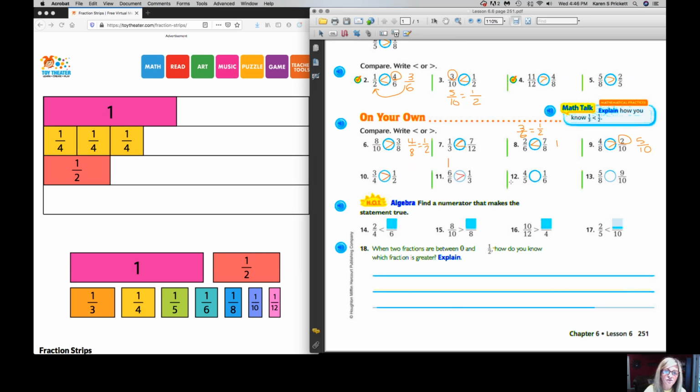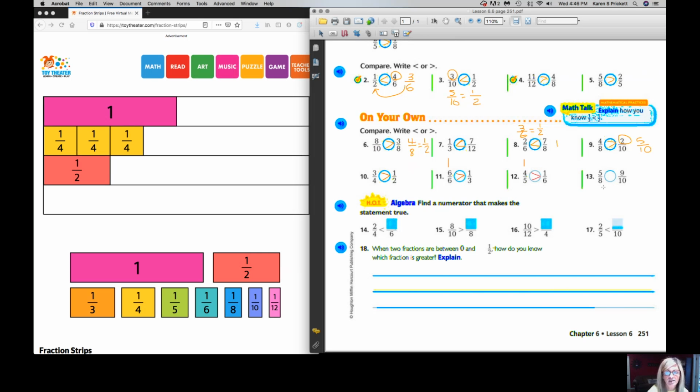What about 4/5 and 1/6? Well, from this one, I can look at this and go, okay, this one is only 1/5 away from being 1, so it's really close to 1. And it would take 5 more 6s in order to get to 1. So 4/5 is greater than 1/6.